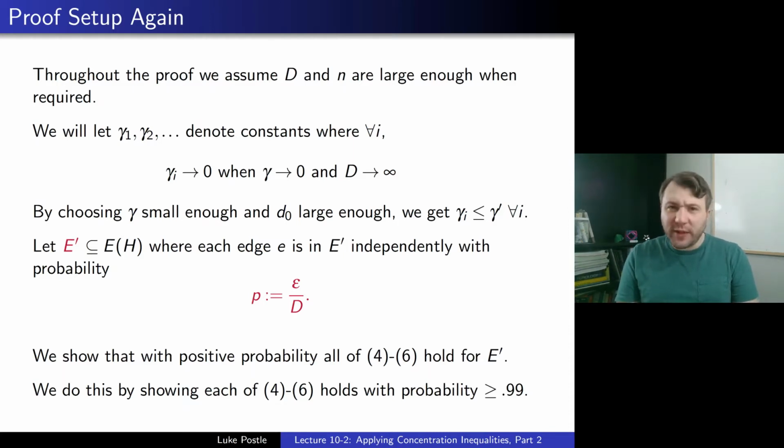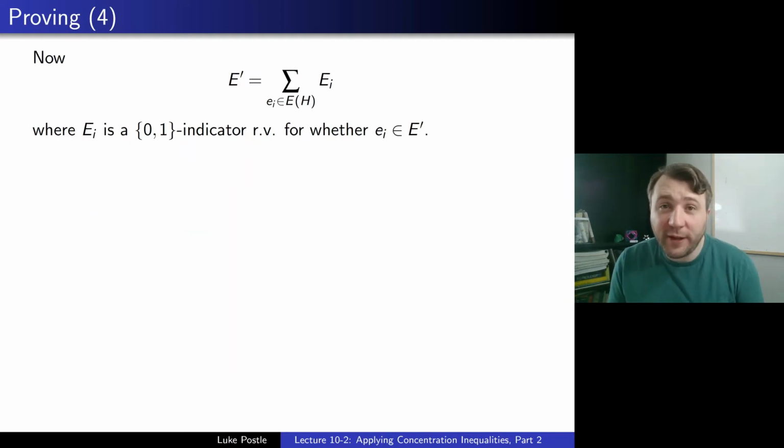So that was the proof setup and plan, so I won't spend a lot of time. You can, again, review the old proof. So now let me prove the various 4, 5, and 6 for you, that they're concentrated. We won't do the expectations again, we'll just do the concentration parts.